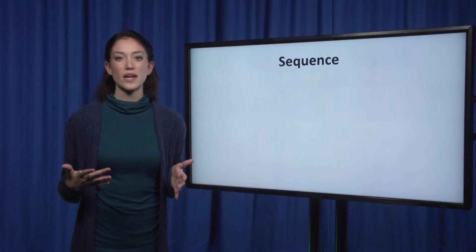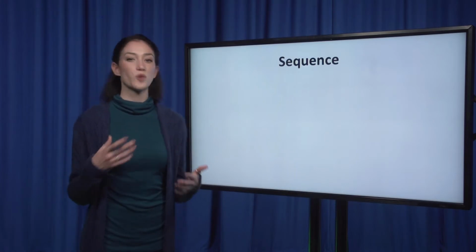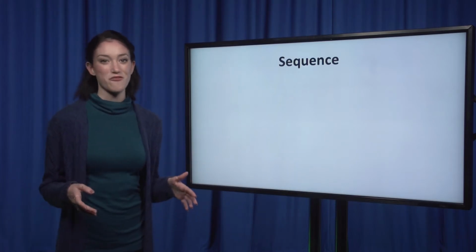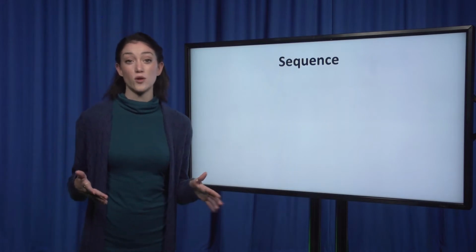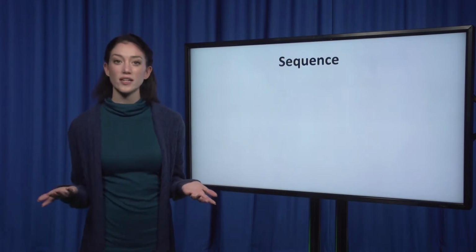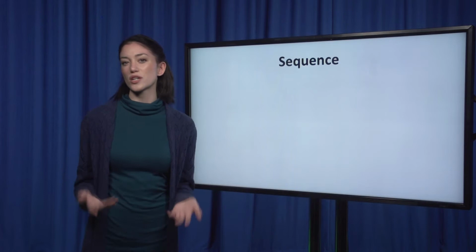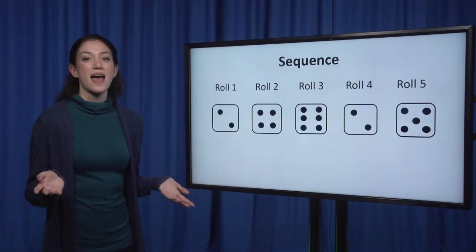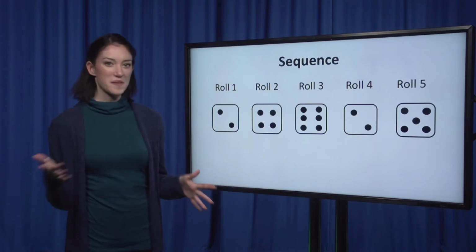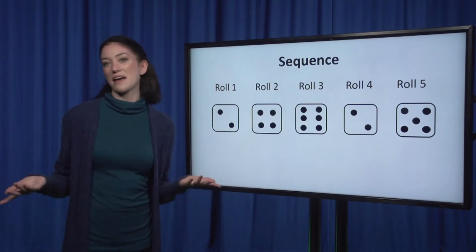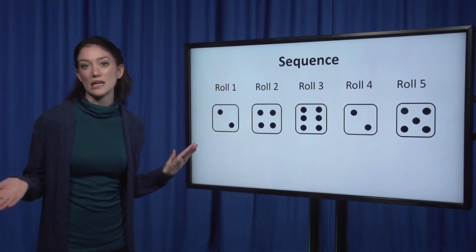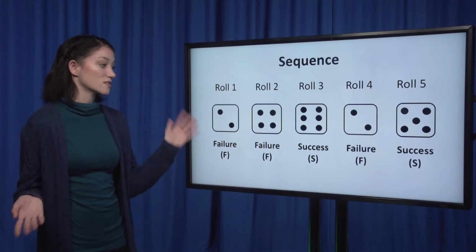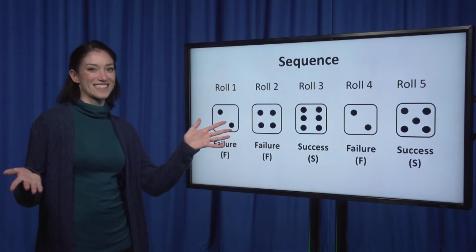The next concept you need to know is sequence. A sequence is what happens when you conduct several trials, one after another, like rolling a die 5 times in a row. For each trial, we have either a success or a failure, so the sequence reports what occurred. For example, say we rolled a die 5 times in a row and rolled a 2, then a 4, then a 6, then a 2, and then a 5. The sequence would be failure, failure, success, failure, success.